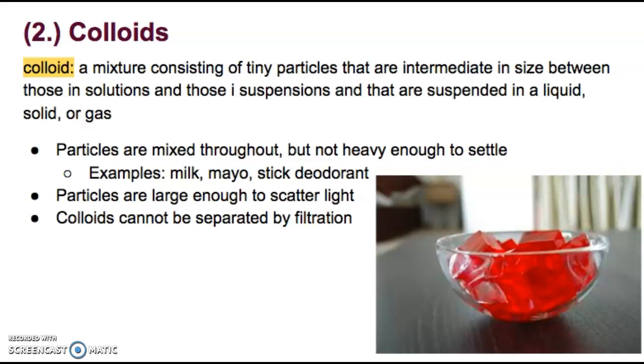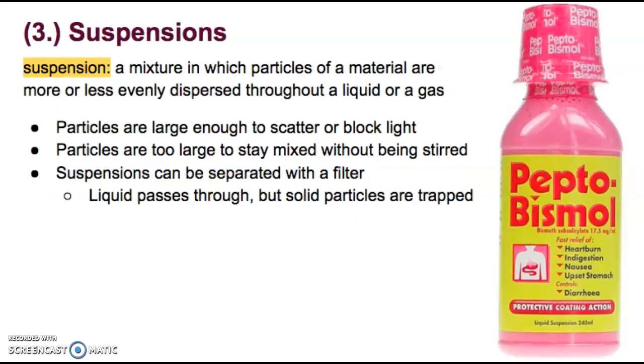So if you were to look at a piece of Jell-O or a glass of milk, or put it between you and a window, you would notice that the sunlight coming in from the window is distorted. Colloids are not able to be separated by filtration. They're small enough that they can't really be separated out, but they're big enough that we can see them and they can scatter light. It's our in-between category for mixtures.